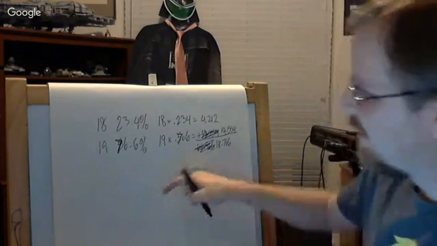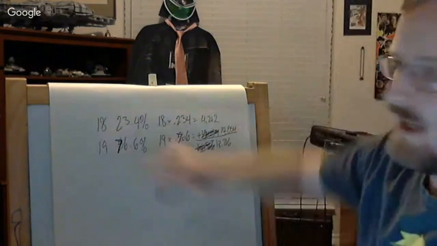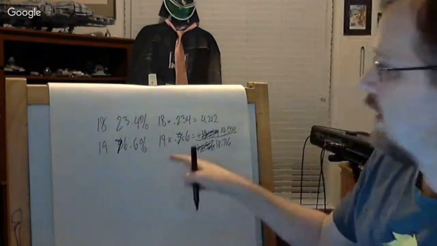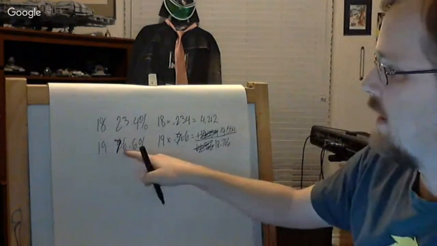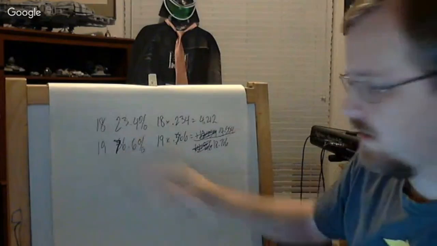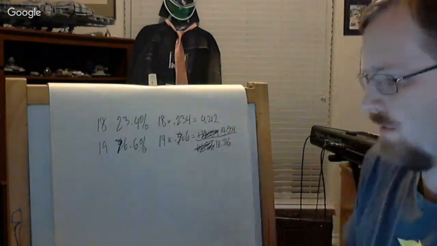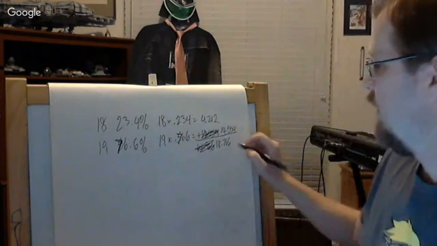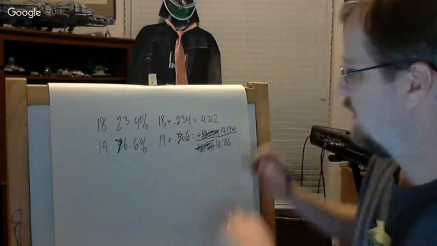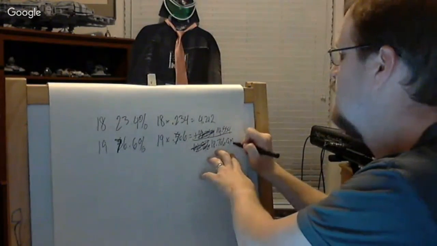Does this answer make sense? Yes, it does, because the answer has to be between 18 and 19. And it has to be closer to the mass that has the larger percent abundance, which in this case is 19, and it most certainly is. Okay? And then what are our units for average atomic mass? Well, that is AMU.